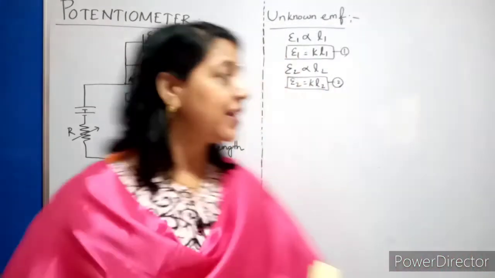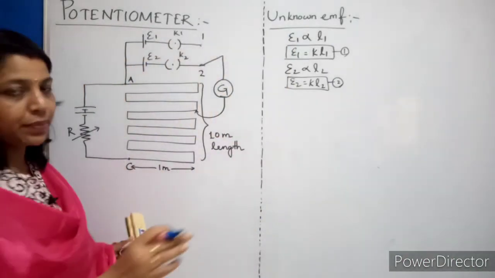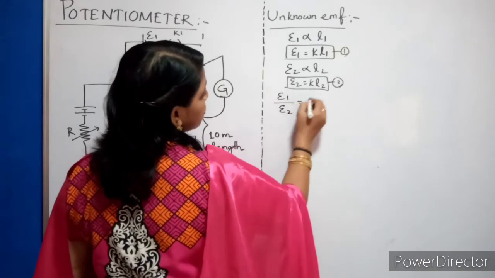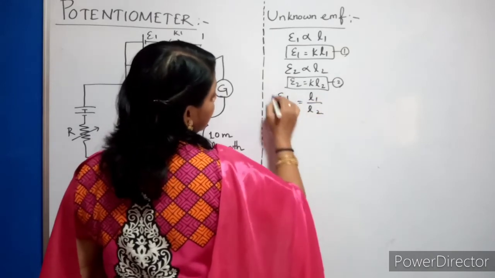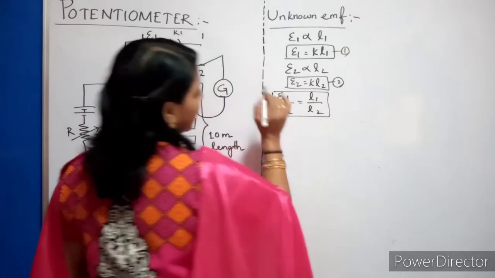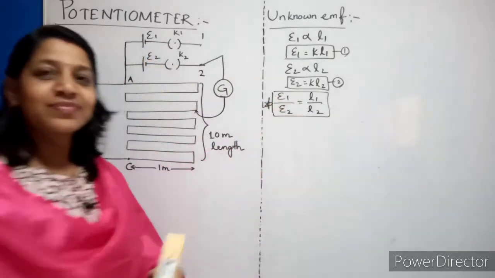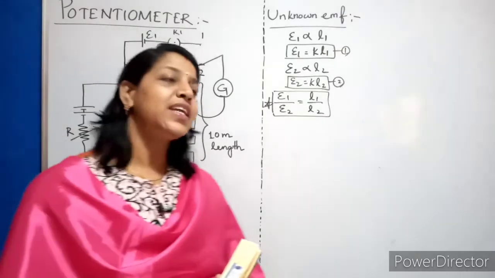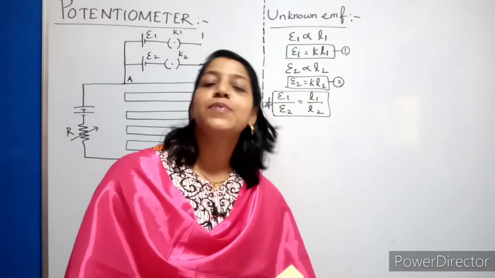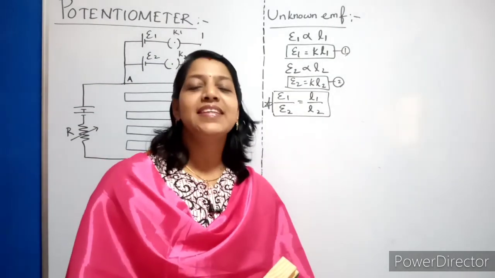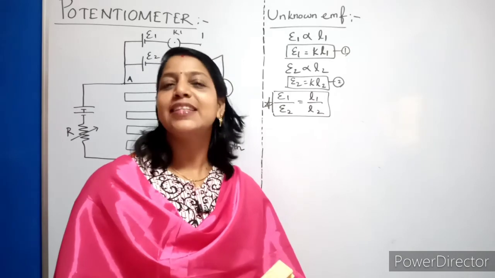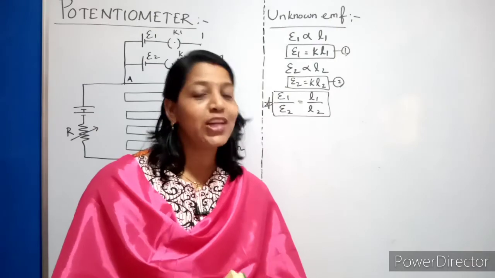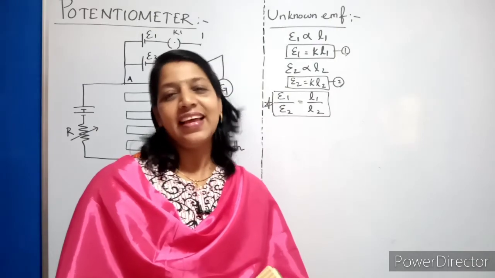Simple. Now, your target is to find the unknown EMF of a cell. So, what you will write? Divide equation 1 by equation 2. That is nothing but E1 by E2 equal to L1 by L2. So, simple or not? What is the principle of the potentiometer? The EMF of a cell is proportional to the balancing length. That is nothing but called potential gradient, that is, change in potential with respect to change in length.